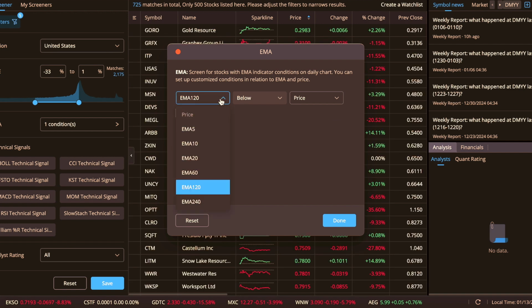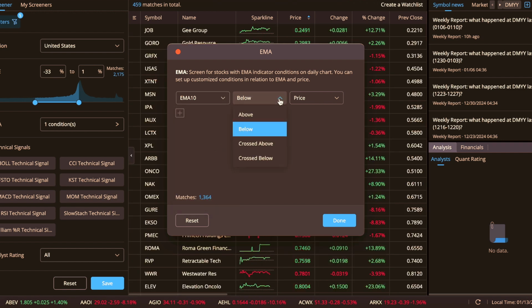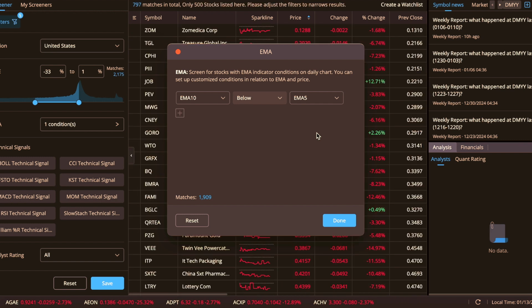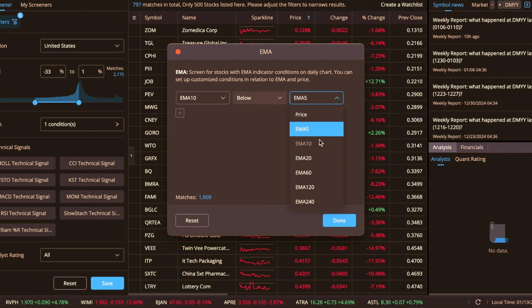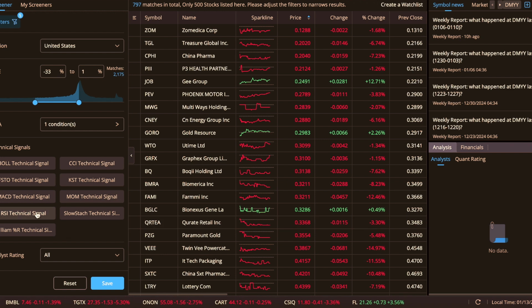Or you can say EMA 10 is, you can go below EMA 5, right? So maybe you're looking for a crossover there. And so, there's definitely a bunch of different options here, looking for different crossovers, looking for where the price is situated as it pertains to certain factors. And that's where you would go ahead and take care of that.